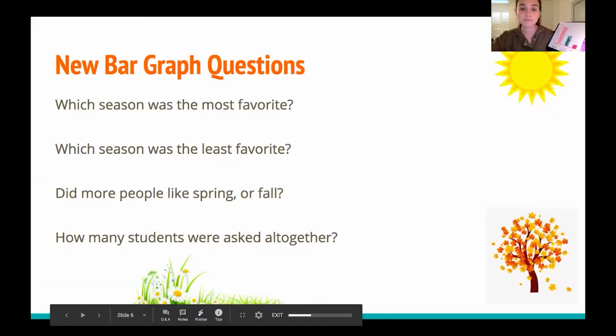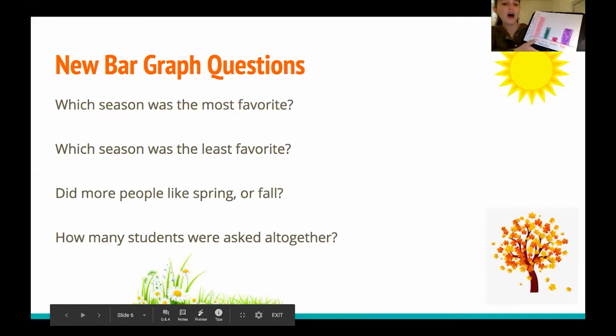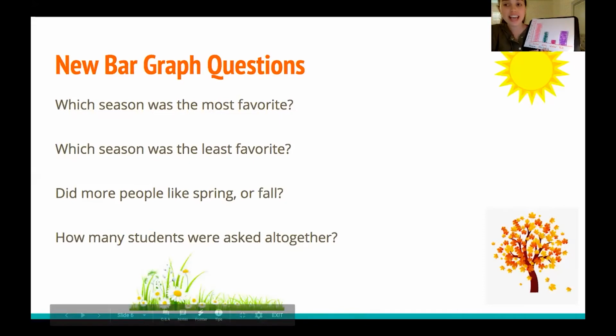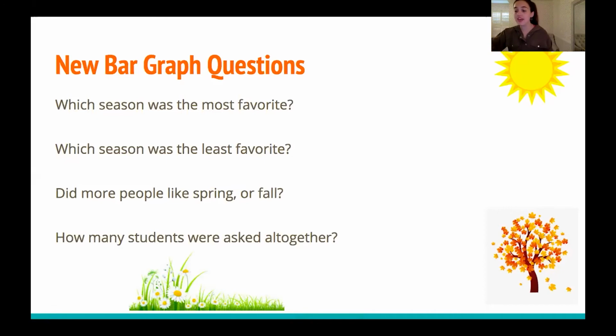And then how many students were asked all together? Now, this is the same thing that we did last time. All we need to do is look at how many total people were asked on each column and then just add them together. So on the first column, we have 9 people who said that was their favorite. So I'm going to write a 9 at the top of that column. Let's look at spring. We have 5 people who liked spring.